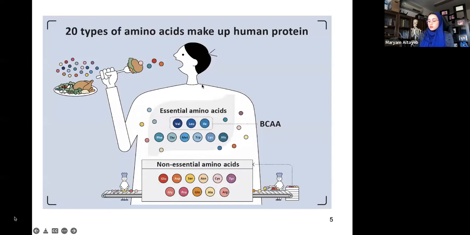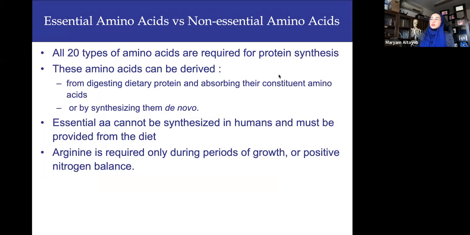My bad. So now that's how you synthesize amino acids. But in order to know which amino acids we can and cannot synthesize, we have to know that there are different types of amino acids. There's essential and non-essential. Essential means you have to obtain them from the diet. You cannot create them in the body, or you cannot synthesize them de novo, okay? And there are all 20 types of amino acids that I'm not going to be going through today. And so, like I mentioned, essential amino acids cannot be synthesized in humans and must be provided from the diet, okay?